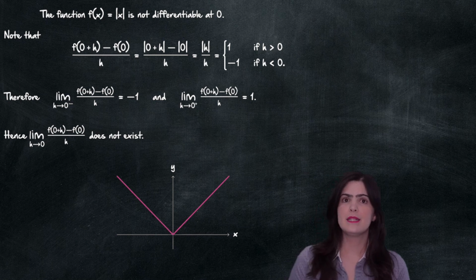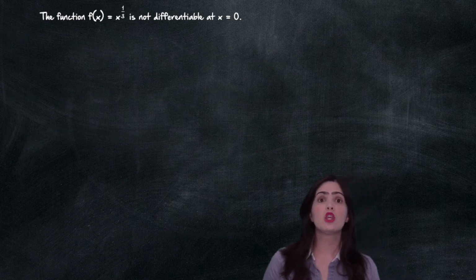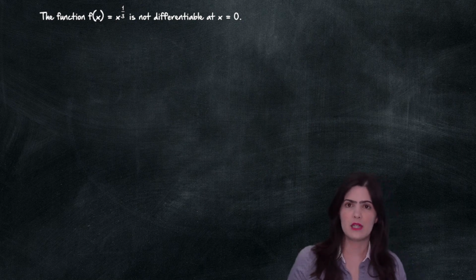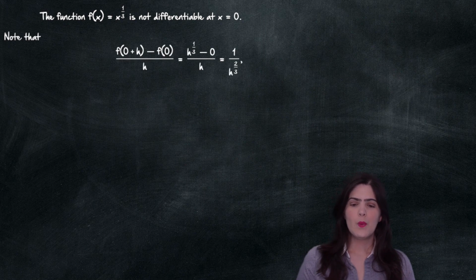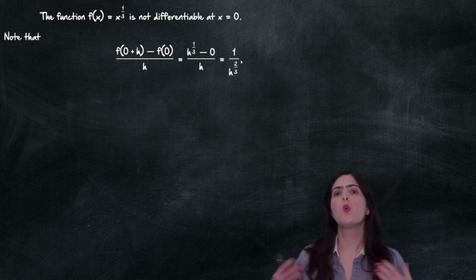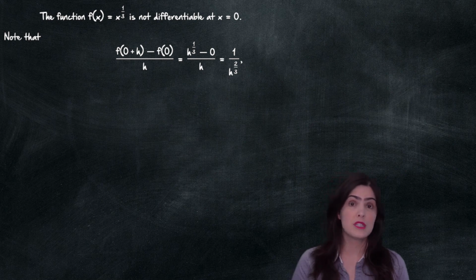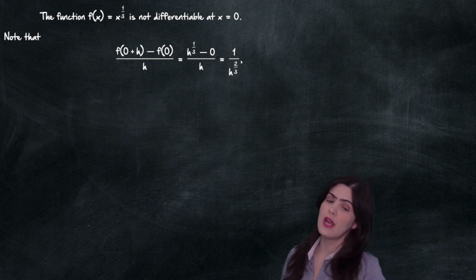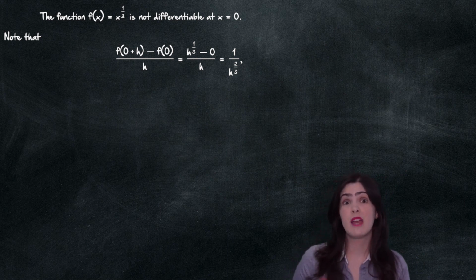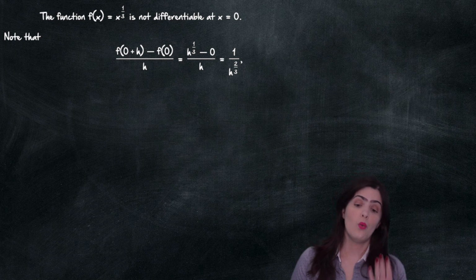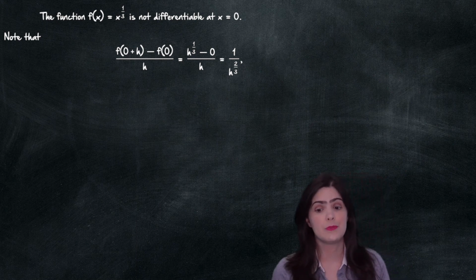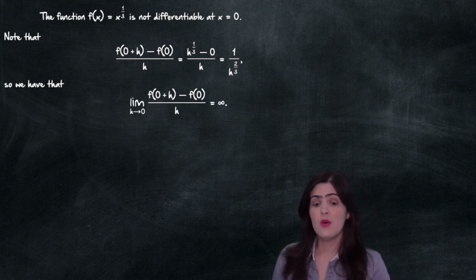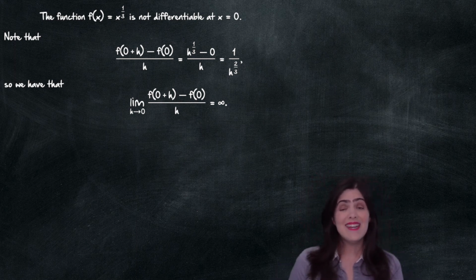Now let's take a look at a different example. We have the cube root of x. This one is not differentiable at 0. And let's see why. Again, we're going to create the quotient that we need to study for differentiability. So f of 0 plus h minus f of 0 over h is just cube root of h over h. So this is 1 over h to the 2/3. But you see, when h approaches 0, this will go to infinity.